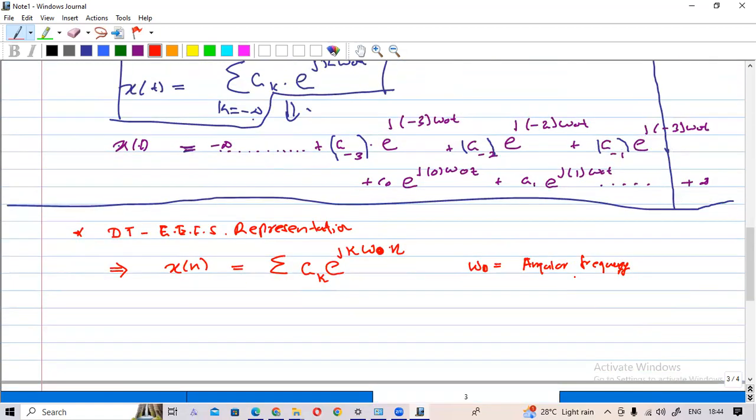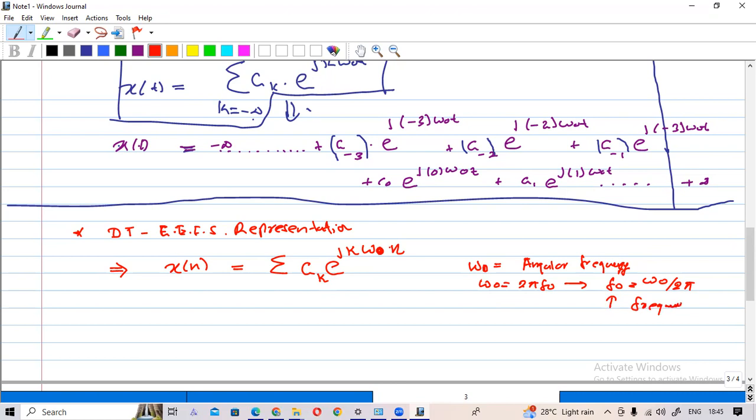Now this omega naught is the angular frequency. If you want to find the frequency, that is f naught. So f naught will be omega naught divided by 2π. If you want to find f naught, you can just divide this by 2π. So this is angular frequency and this is frequency.